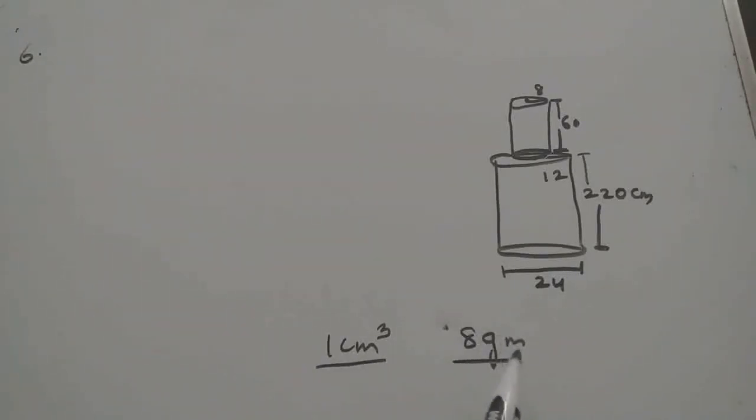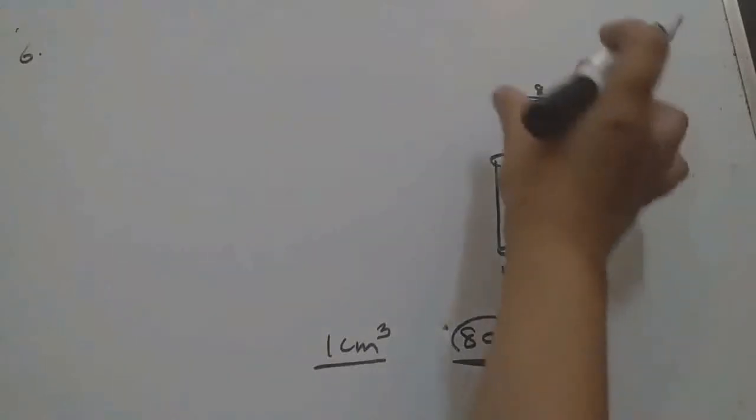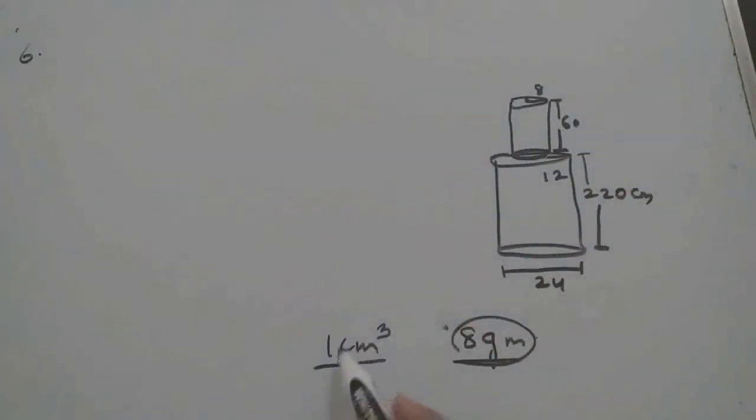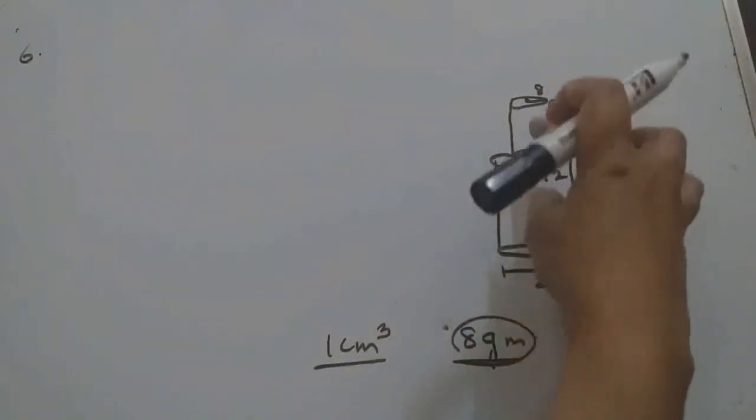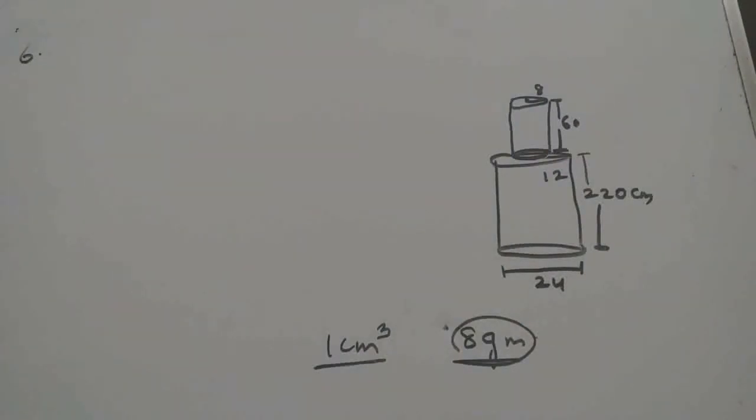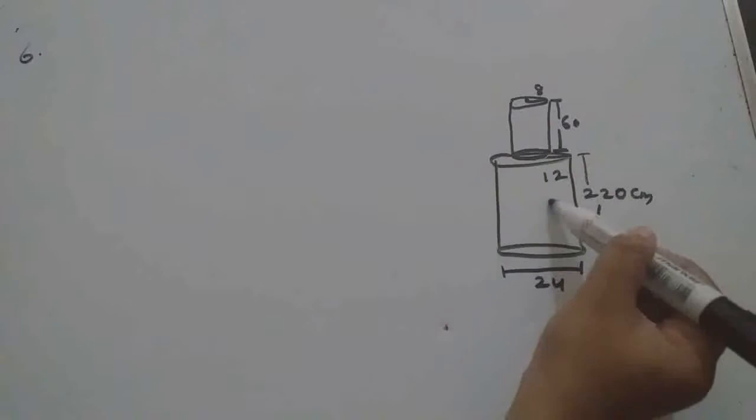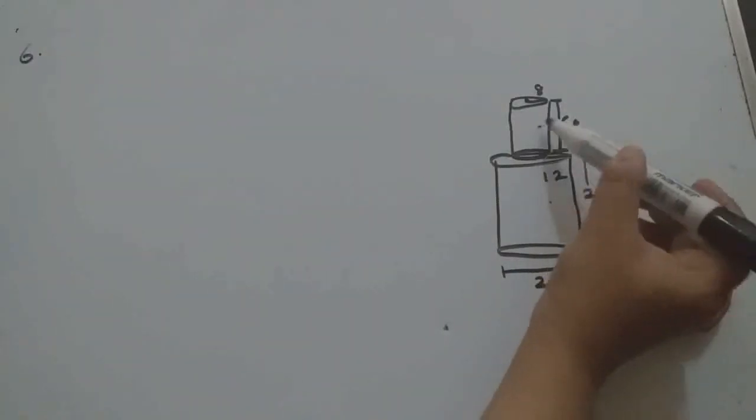So for 1 centimeter cube it is given 8 gram. We should find mass, so first we will find volume. For the volume of this much solid, what will be the mass? So the volume of this figure is the volume of the big cylinder plus the volume of the small cylinder, isn't it?